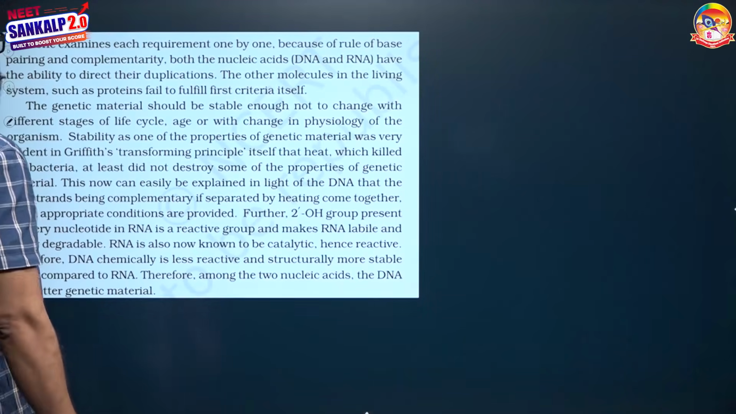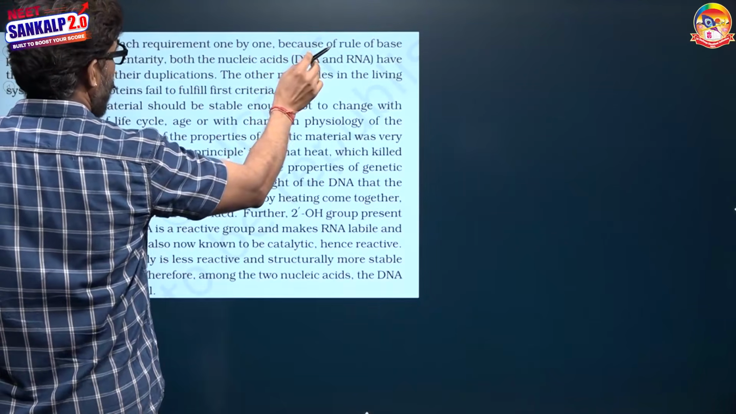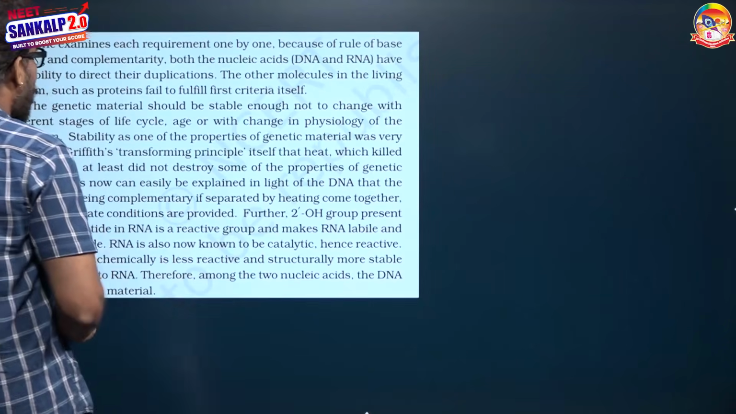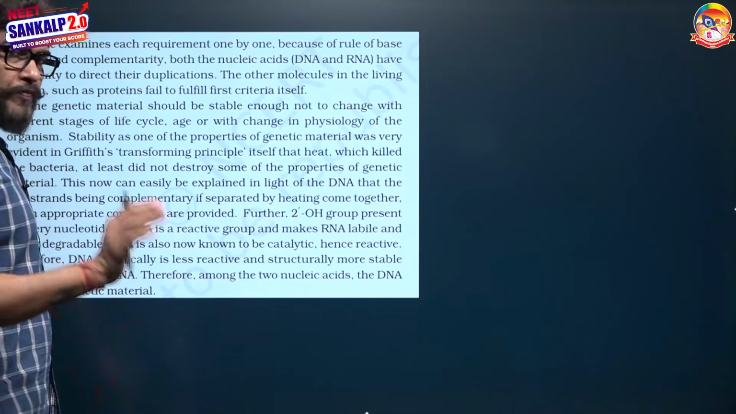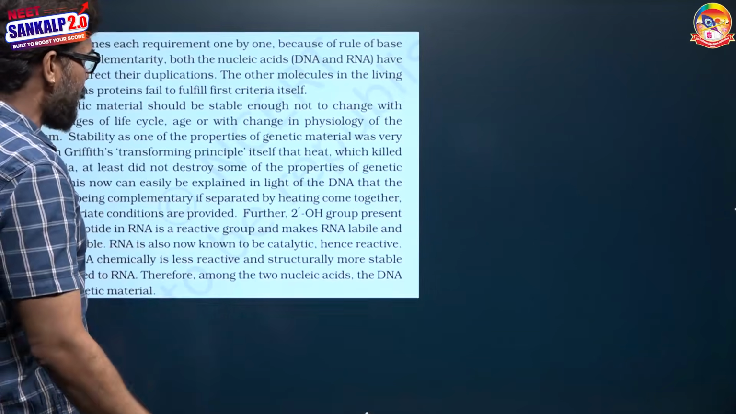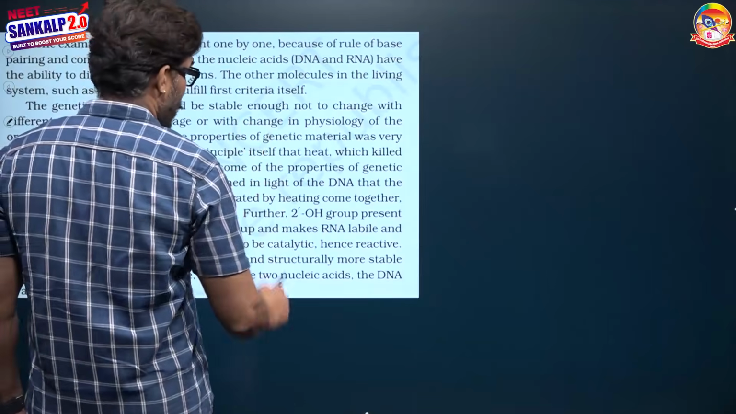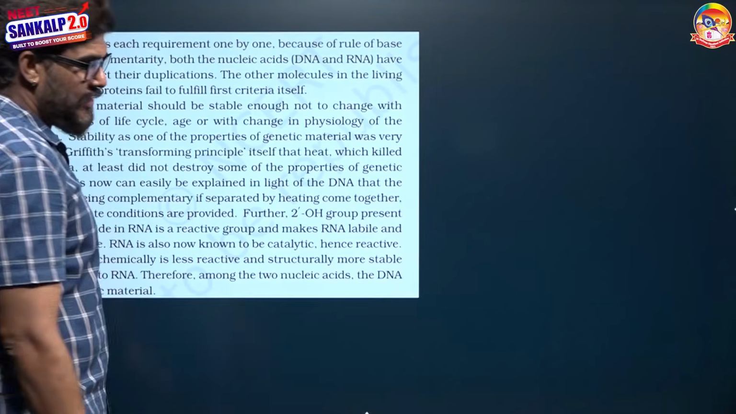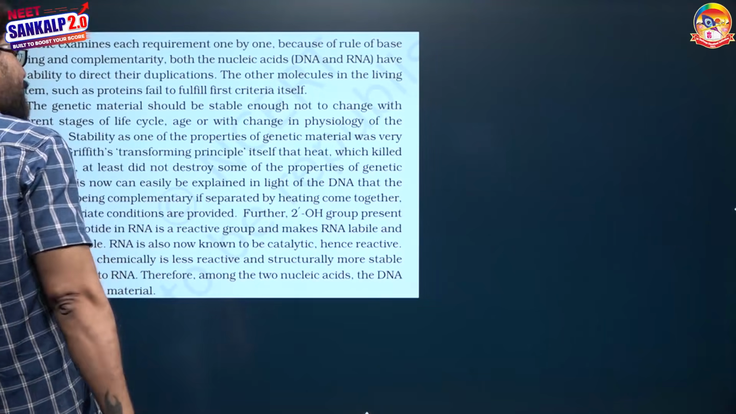If we examine each requirement one by one, because of the rule of base pairing and complementarity, both nucleic acids, DNA and RNA, have the ability to replicate. Means from the first point of view, both DNA and RNA can serve as genetic material. Genetic material should be stable enough, and as we compare this aspect, DNA stands far ahead of RNA. Why? There are some reasons mentioned.